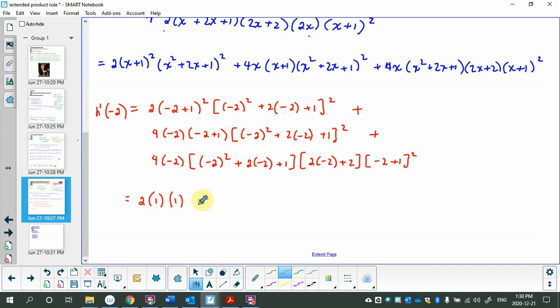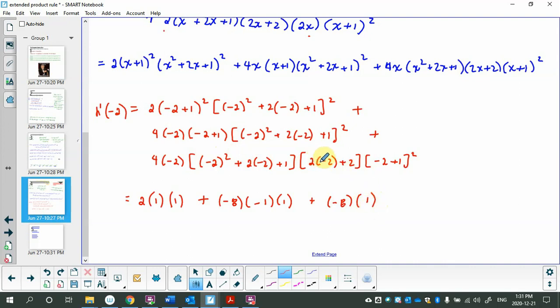Plus sign. I'm going to do 4 times -2 is -8. -2 plus 1 is -1. Negative 2 squared is 4. Minus 4 again is 0. Plus 1 is 1. 1 squared is 1. There's 4 times negative 2 again, so I'm going to write negative 8. Negative 2 squared is 4. Minus 4 again is 0. Plus 1 is 1. Don't need to square that.